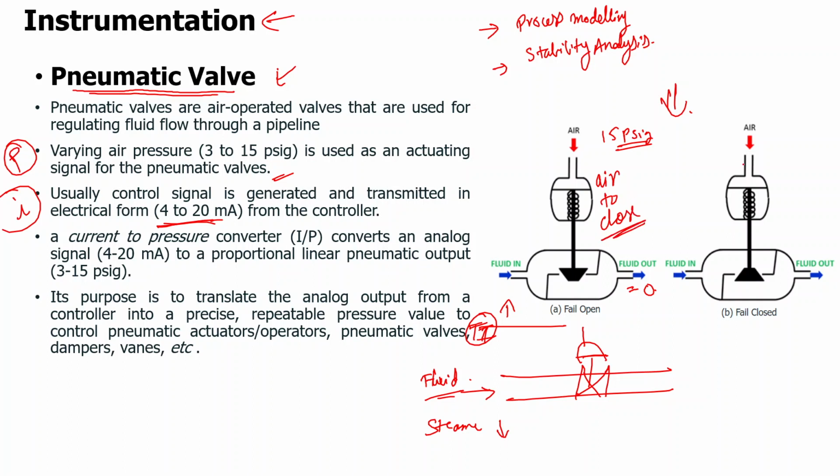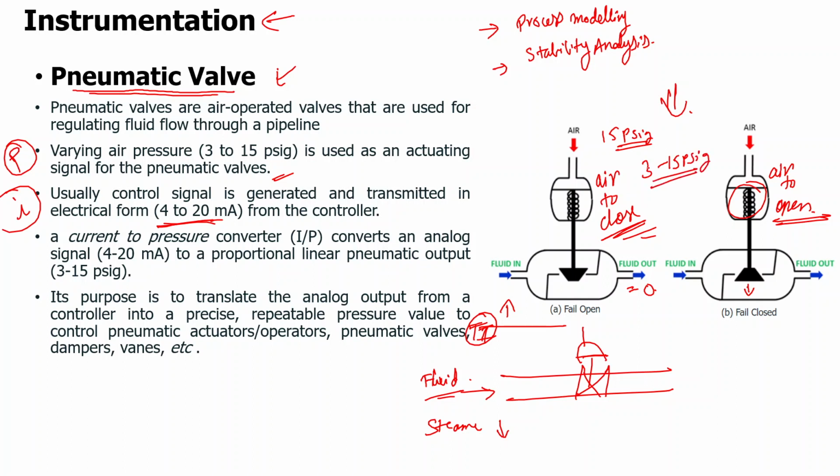Now, in this valve, if I use this air pressure, then the valve stem will move downwards and the valve will open. In the absence of any pressure, due to the spring action, the valve will be closed. So in order to open the valve, we need to provide air pressure. Such a valve is known as an air to open valve. We can change the flow by changing the air pressure, and that air pressure is changed in the range of 3 to 15 psig.